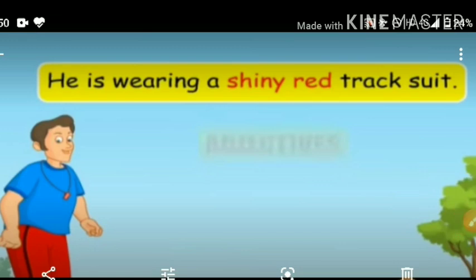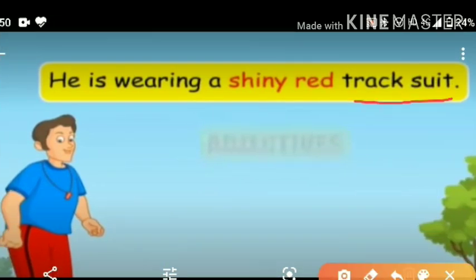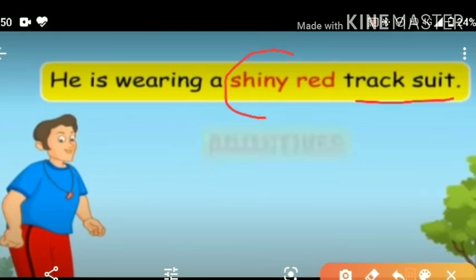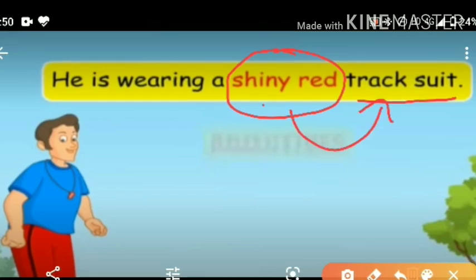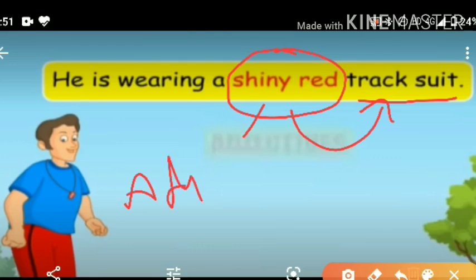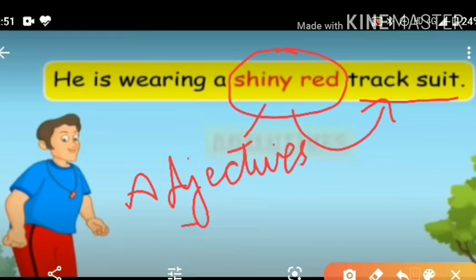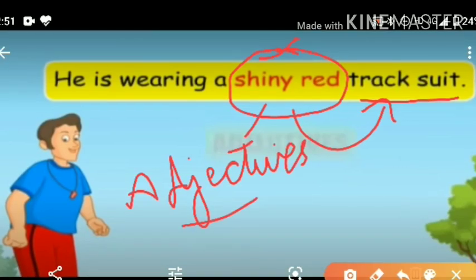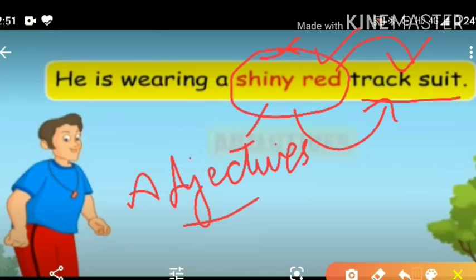He is wearing a shiny red tracksuit. So children, first we'll see what is the noun here. Tracksuit. It is a noun. Now what kind of tracksuit? So we can get the answer, shiny red tracksuit. So these words, shiny red, are describing the noun tracksuit. So these words are adjectives. These words shiny and red, these are adjectives because they are describing the noun tracksuit.